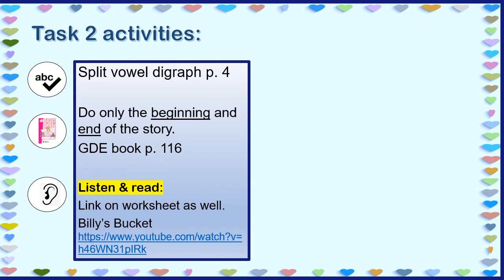You'll be doing the split vowel digraph sheet, a worksheet. It's on page 4 in your worksheet pack. You will only be doing the beginning and the end of this story in your GDE book, page 116. We focused on the beginning and the end of the magic tree, and I want you to only tell me what happened at the beginning and what happened at the end.